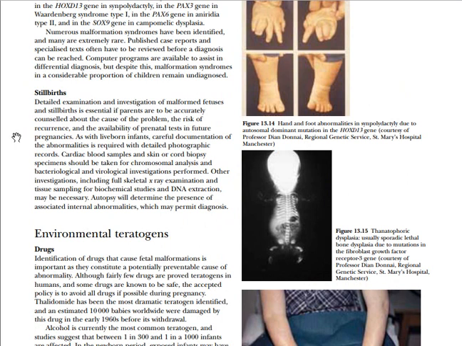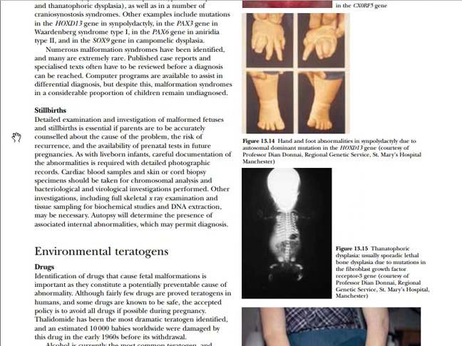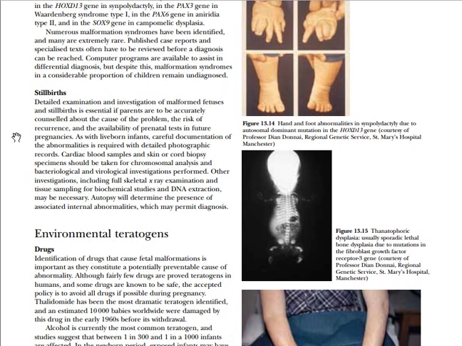Stillbirth is defined as death after viability, so in utero death of a fetus after viability, and viability depends on the country. Like in our context, viability is going to be 28 weeks of gestation in Cameroon. But in other countries, like in European countries, viability can be at 22 weeks of gestation, and in the USA it can go down to 20 weeks of gestation. Is it clear? So, stillbirth. Detailed examination and investigation of the malformed fetus and stillbirth is essential if parents are to be accurately counseled about the cause of the problem.